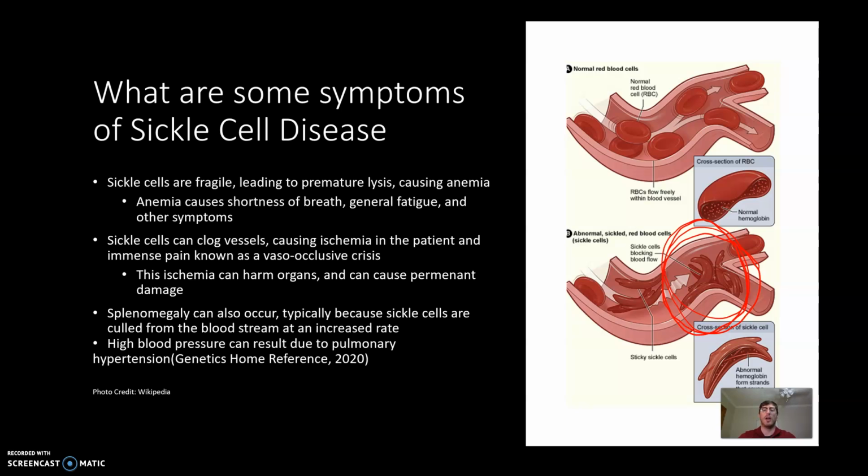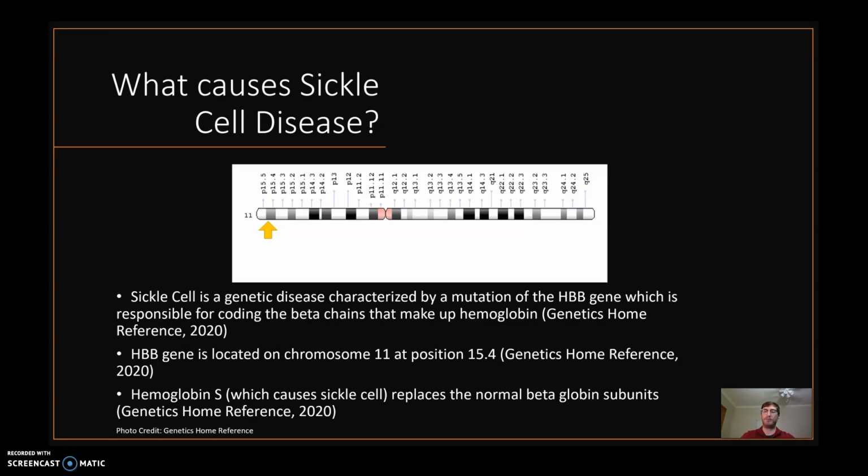Another thing that's pretty interesting is that an important organ in your body called the spleen is responsible for culling abnormal red blood cells from your circulatory system, and these sickle cells can actually block up the spleen and cause what we call splenomegaly, which is an enlargement of the spleen. And sometimes you actually need that to be removed in order for the body to recover from that enlarged spleen.